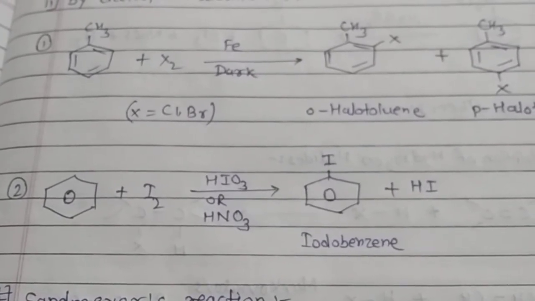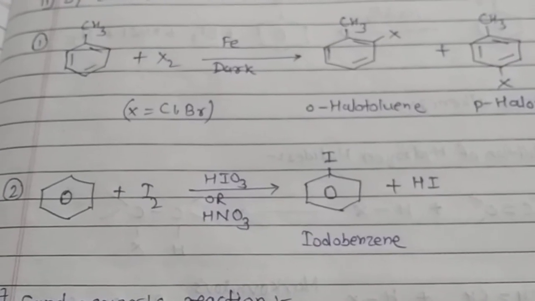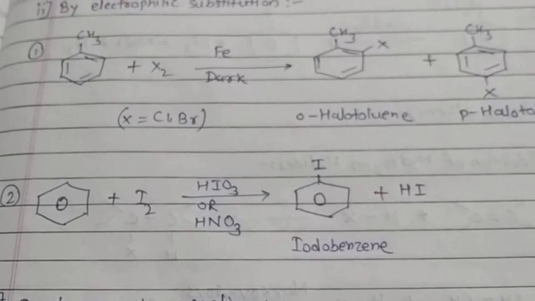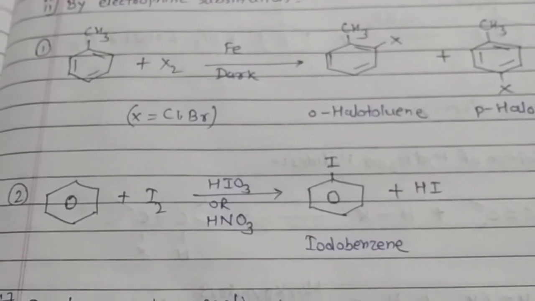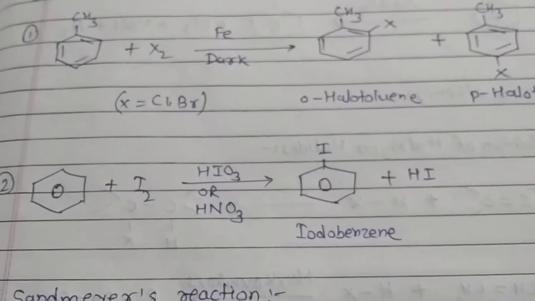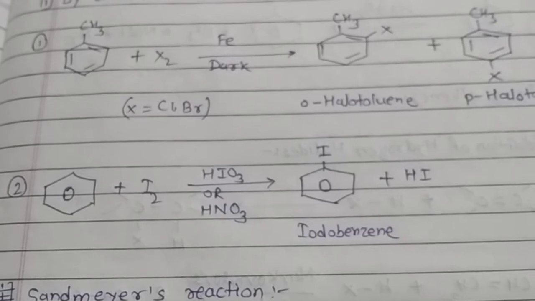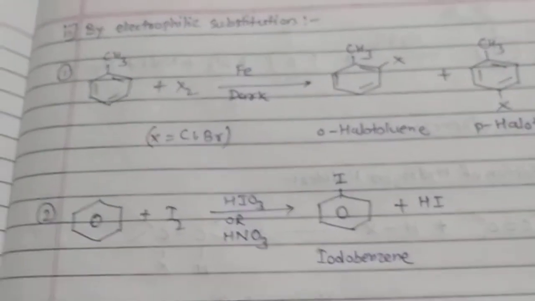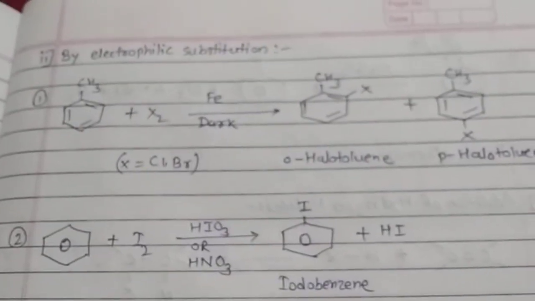Then when benzene reacts with iodine, different conditions are required. Iodic acid or nitric acid is used for iodination. Again I2 is the electrophile here, so it attacks the electron rich benzene and hydrogen is substituted. So we'll get iodobenzene as the product in the presence of iodic acid or nitric acid. So that's all about the electrophilic substitution reaction.